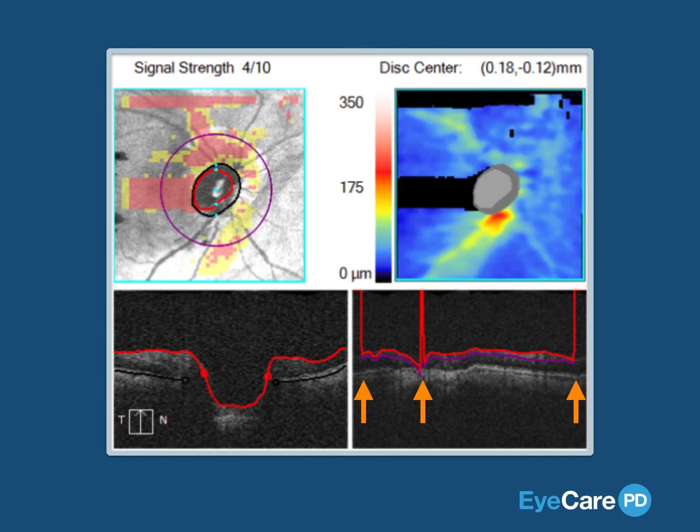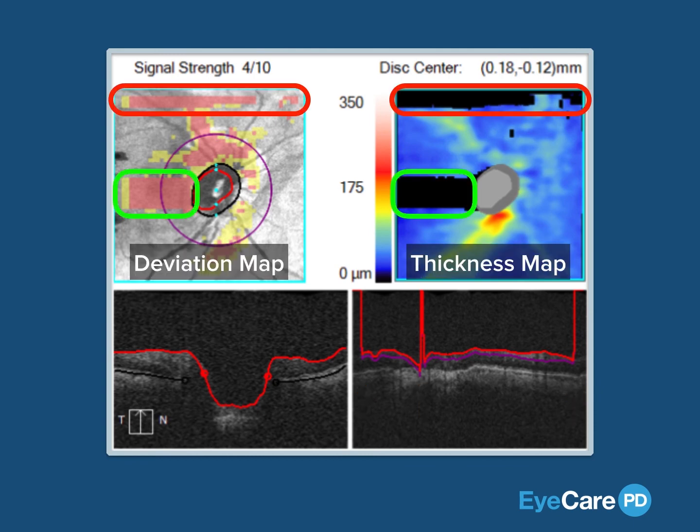Segmentation errors. Segmentation errors are defined as a misplacement of the boundary lines auto-generated by the computer. These errors arise from poor signal strength, which can occur due to media opacities, among other causes. These errors lead to improper thickness maps and improper deviation maps.